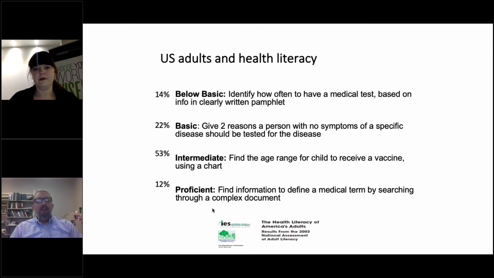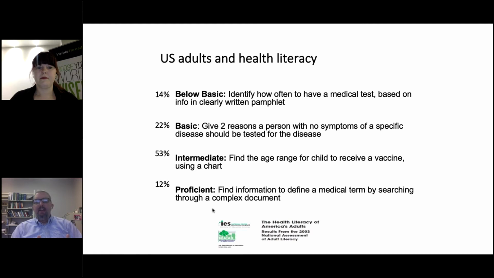It means find information to define a medical term by searching through a complex document. We all have to do this, particularly in the U.S. when navigating health insurance. So we know that only 12% of people have the ability to do that. But yet every single one of us, whether we're filling out Medicaid or our employer's insurance application or government applications in other countries, have to be able to do these things.